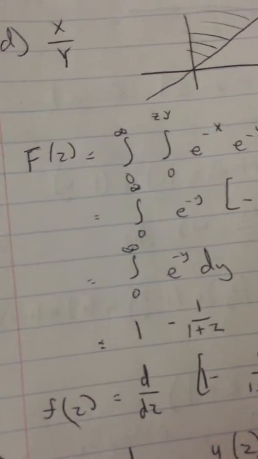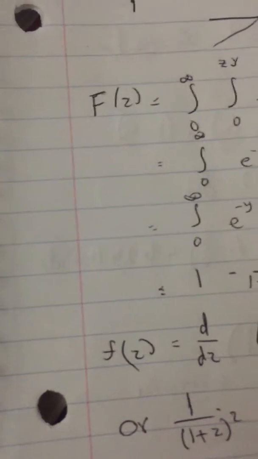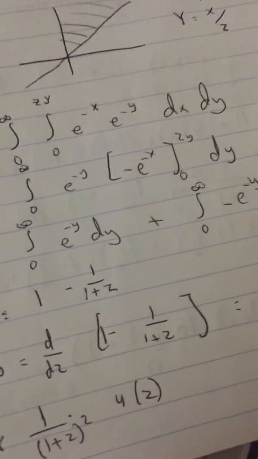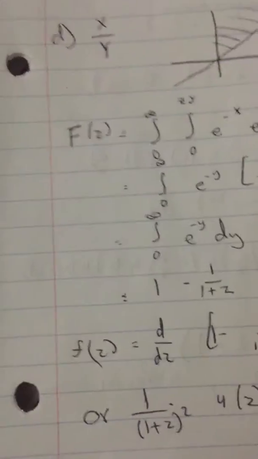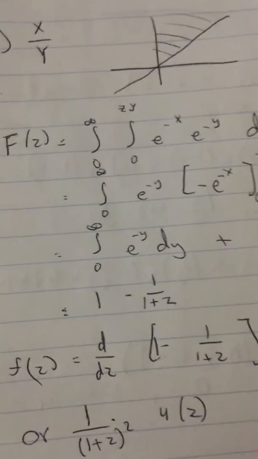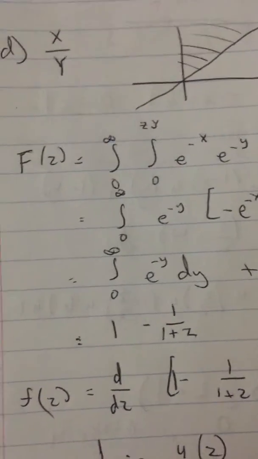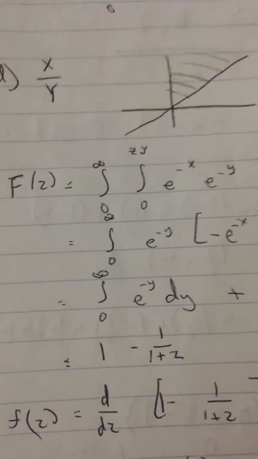Now again, to find the small f of z, we take the derivative. The derivative of 1 minus 1 over 1 plus z equals 1 over 1 plus z squared for z greater than or equal to 0. Or we could write it as 1 over 1 plus z squared times the unit step function, which will give us the positive values. And that is question number 2.